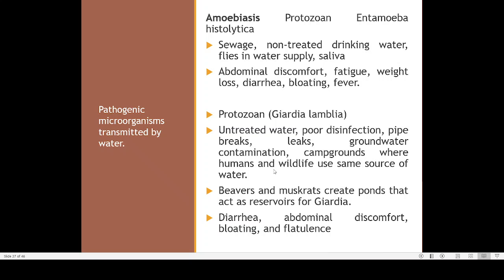Then untreated water with poor disinfection, pipe breaks. So any water that has some kind of contamination, some kind of leakage can cause entry of this organism known as Giardia lamblia. Then certain animals like beavers and muskrats create ponds that act as reservoirs of Giardia. Most commonly Giardia causes diarrhea, abdominal discomfort, bloating and flatulence. So these are some of the problems caused by Giardia.